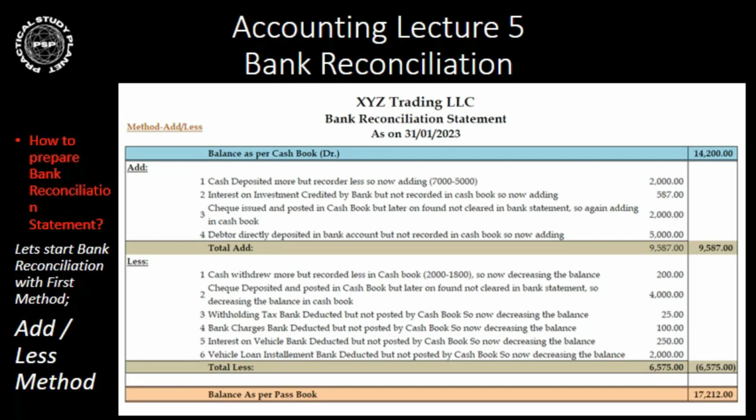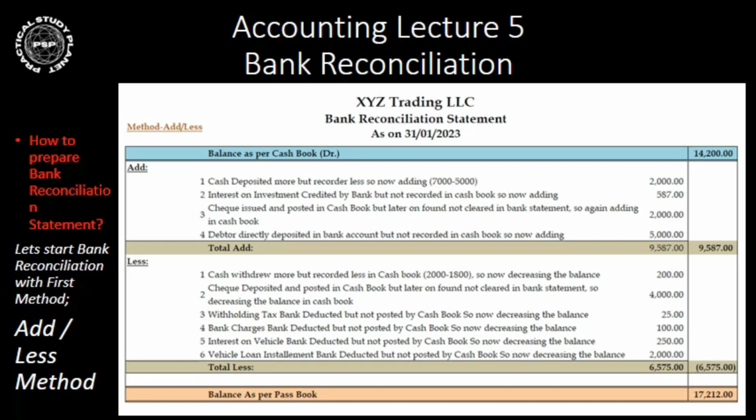The check issued and posted in the cash book but later found not cleared in the bank statement, so again adding 2000 in the cash book. Debtor directly deposited in the bank account but not recorded in the cash book, so now adding. So the less things: cash withdrawn more but recorded less in the cash book, the 200, now decreasing the balance.